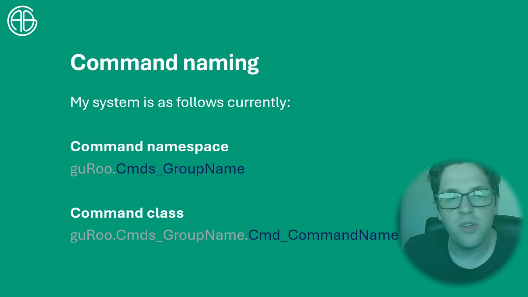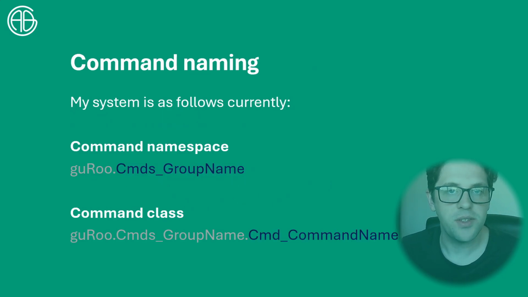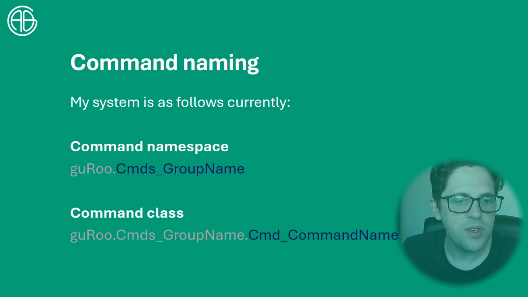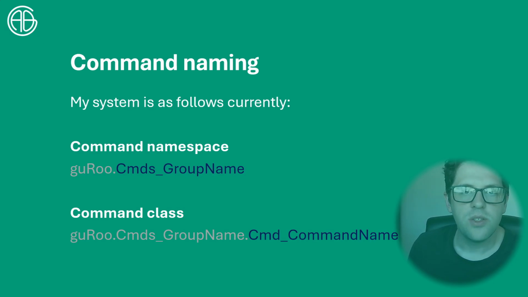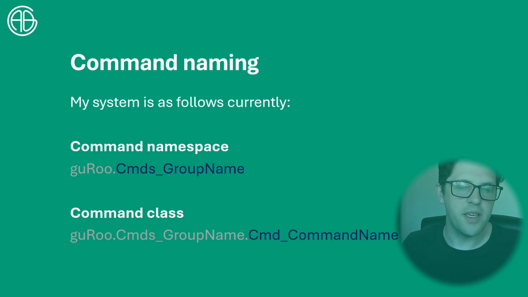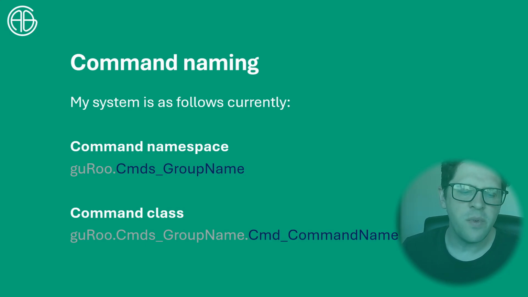So to begin with, we have to look at the concept of command naming. So far in my project, we've been using two types of naming conventions. One is for the actual command namespace, or in this case, we have guru.commands underscore the namespace of the command. So for example, general. And then the command itself within the CS file is generally being appended with cmd underscore command name. So this is obviously a very long and clunky and complex name if we wanted to reference it in a piece of code.